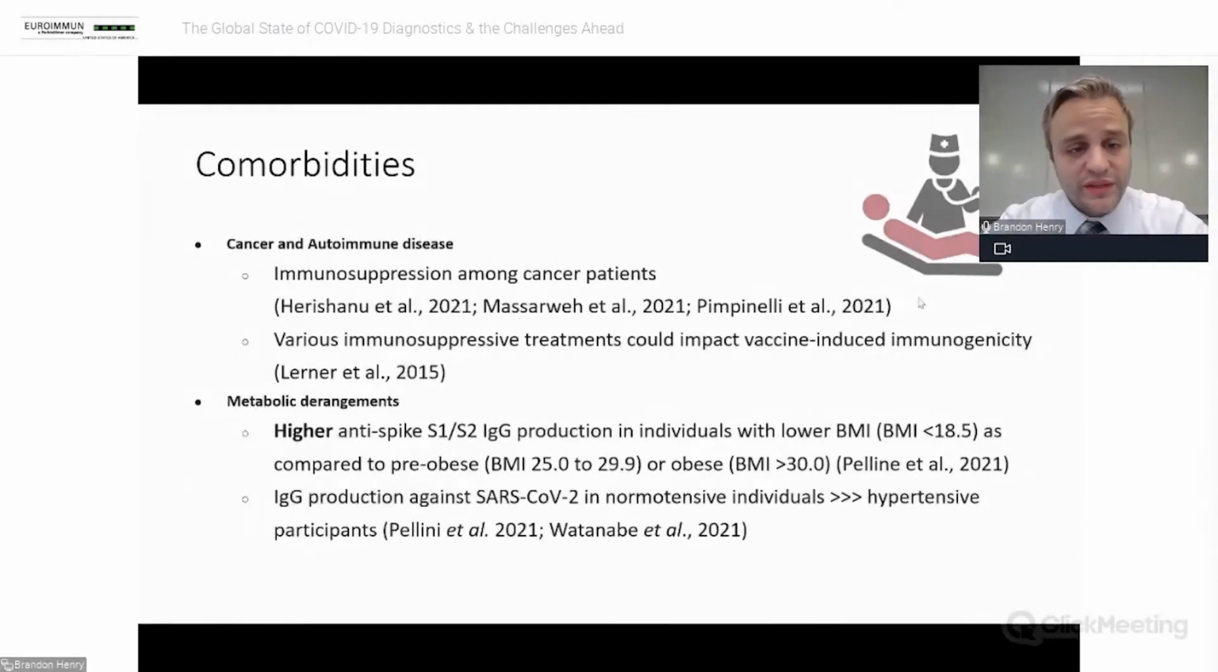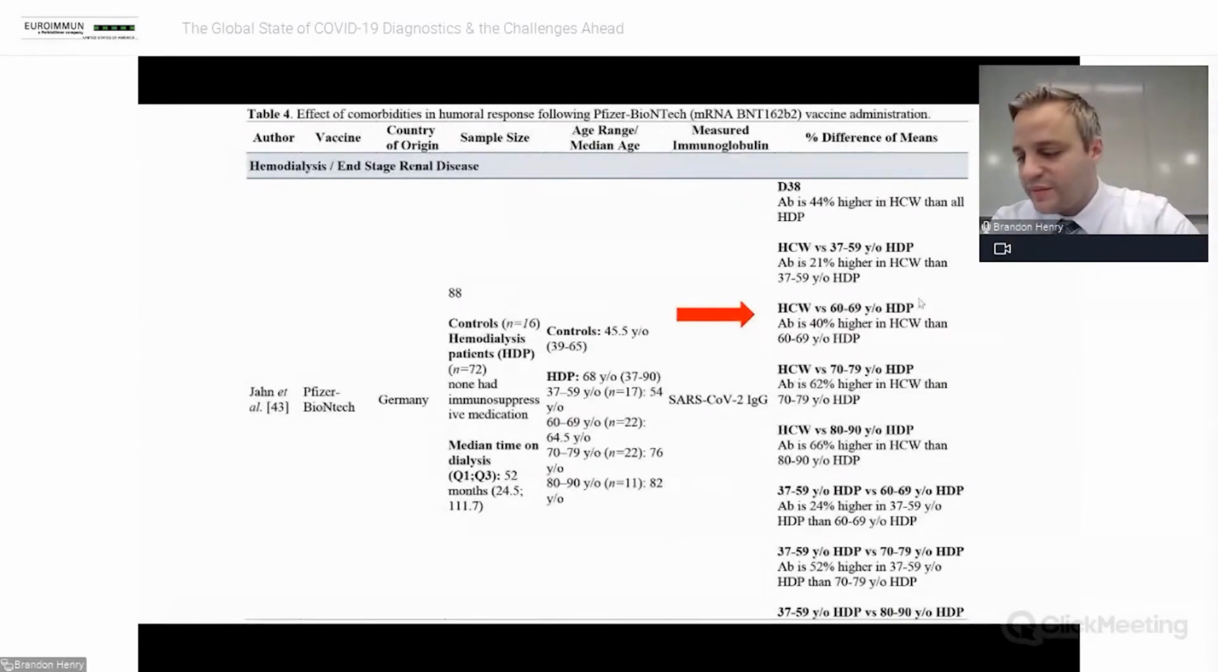And then this one as well, metabolic derangement, especially obesity. Those who have lower BMI tend to have significantly greater production of IgG antibodies compared to pre-obese and obese individuals, right? And similar to hypertension, right? Normotensive individuals have better immune responses than those who are hypertensive. I point out a couple of these numbers just so we can see.